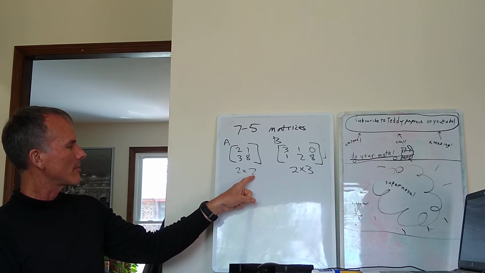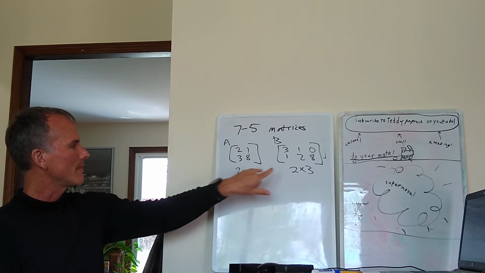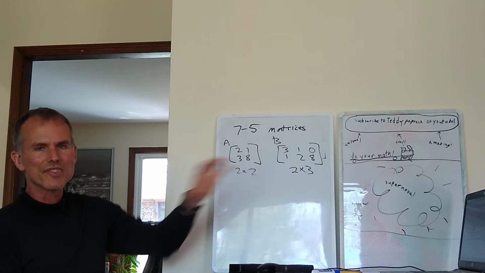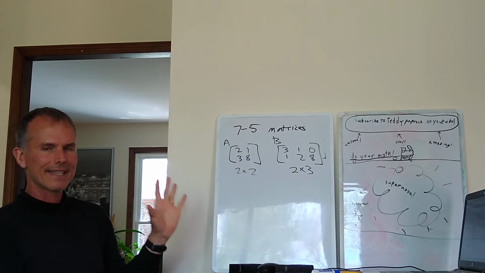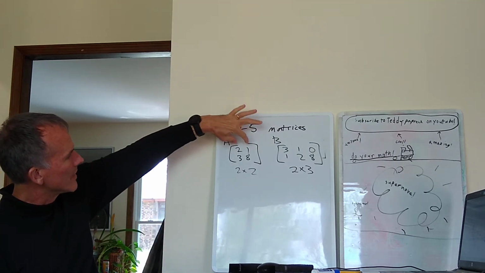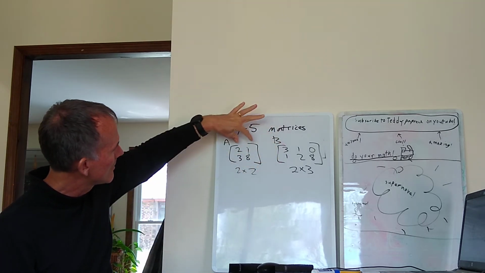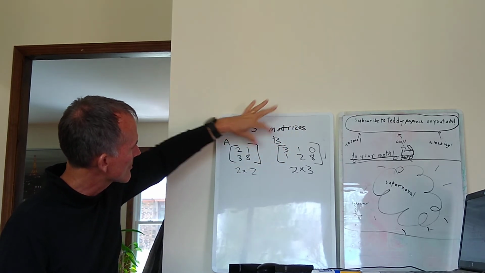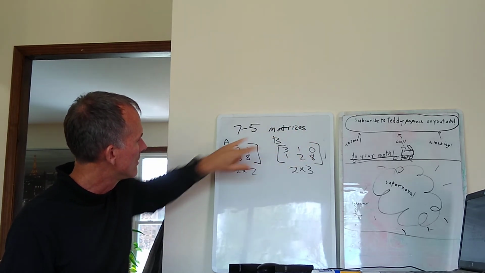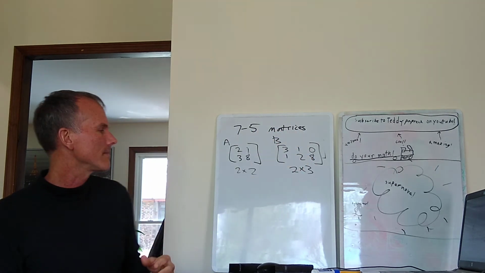I can tell because remember, if I take A times B, I'm taking a 2 by 2 times a 2 by 3, and that 2 and that 2 are the same number, so I can do that. Okay, I take this row times this column, this row times this column, this row times this column, and then I take the bottom row times all 3 columns in turn.